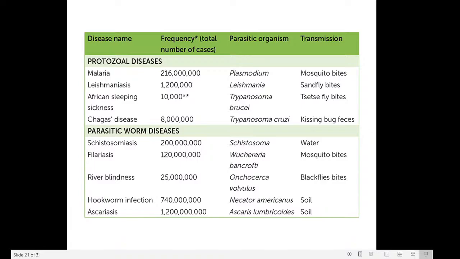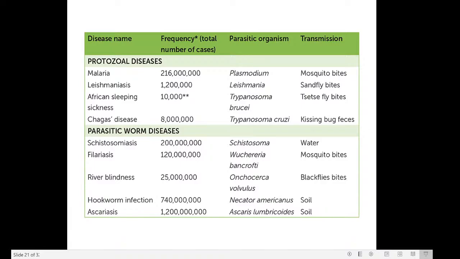Filariasis is a major disease in some undeveloped countries. It's transmitted by the mosquito and caused by Wuchereria bancrofti. And Onchocerca volvulus produces river blindness. It's transmitted by black flies. And Necator americanus is transmitted through soil and causes hookworm infection. And Ascaris is transmitted by soil and causes ascariasis.